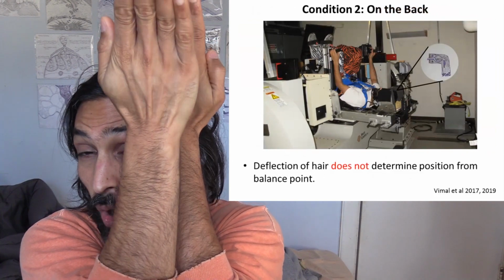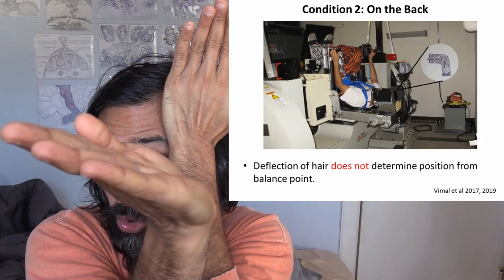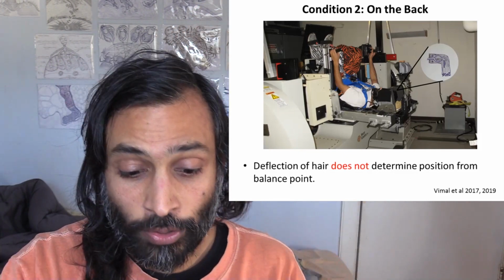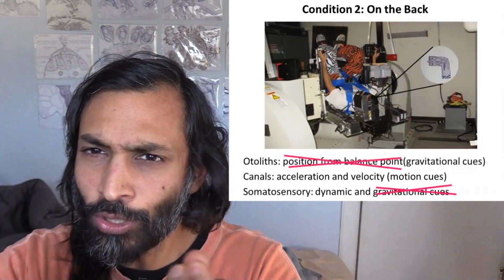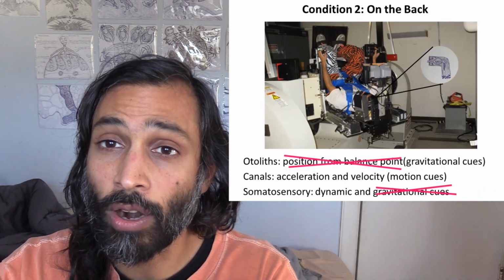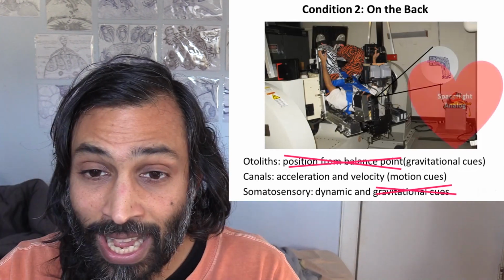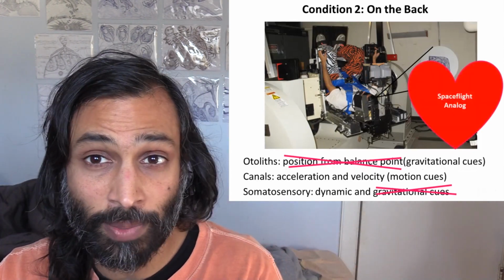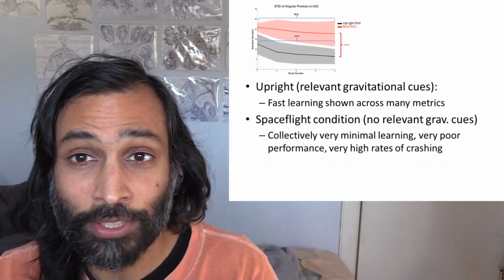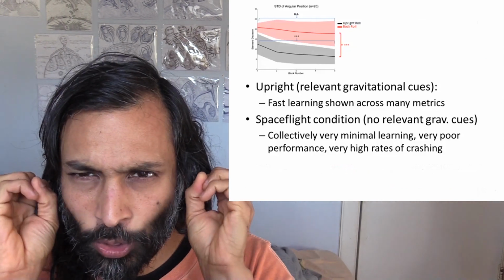But on your back, you're always the same distance from gravitational vertical. So whether you're at the 0 degree point or you're really far away, it doesn't matter. Those otolith hairs are just saying you're on your back, you're on your back, you're on your back. You cannot use gravity or gravitational cues to figure out how far away you are from that balance point. And because there are no reliable gravitational cues for the task, it's very similar to what astronauts may experience, especially during that initial descent. Now, I've published heavily on the difference between upright and the spaceflight condition, and I've presented on it before. I'm just going to give you a very quick summary.